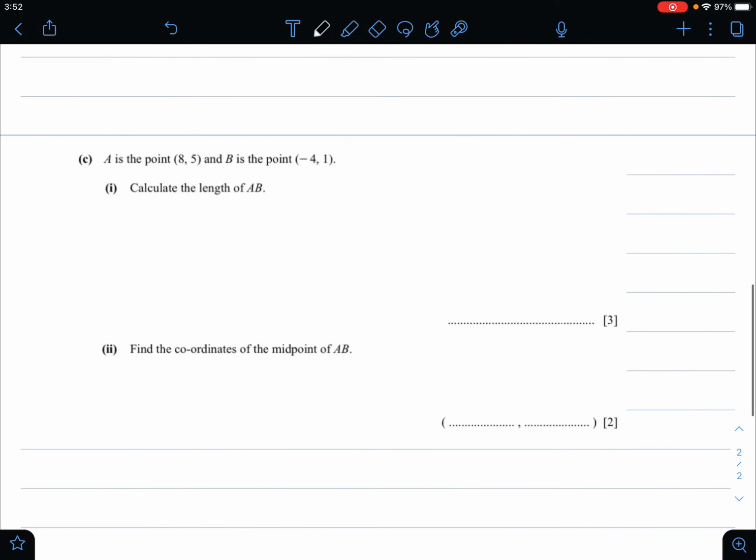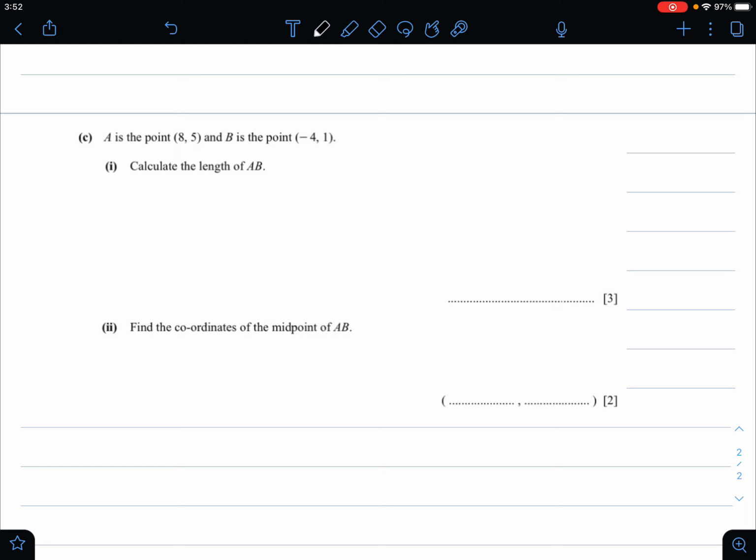So for part C1, they are asking us to calculate the length of the distance between the point A and B, or the length between the point A and B. So how we do that is we use the distance formula, that is the root of x1 minus x2 the whole square plus y1 minus y2 the whole square. So root of 8 plus 4 the whole square, plus 5 minus 1 the whole square.